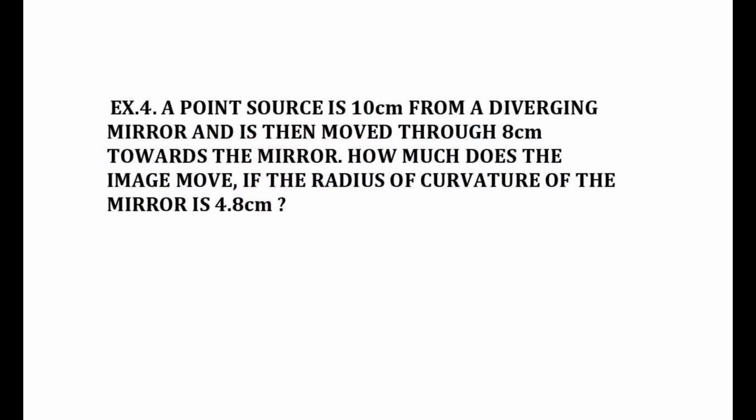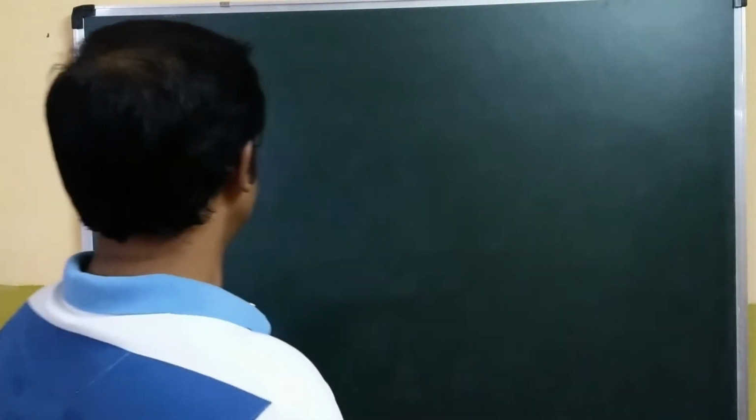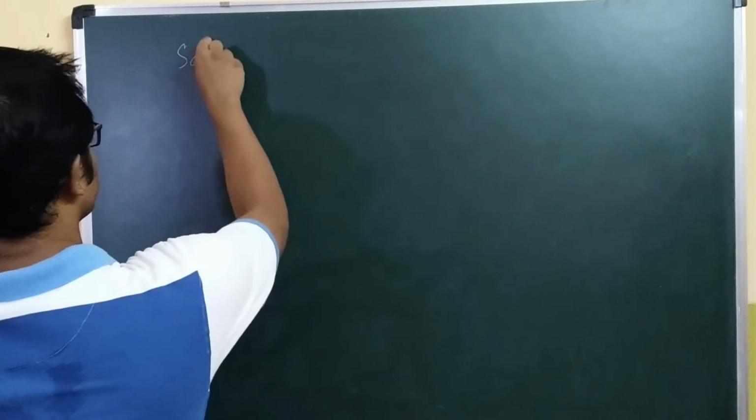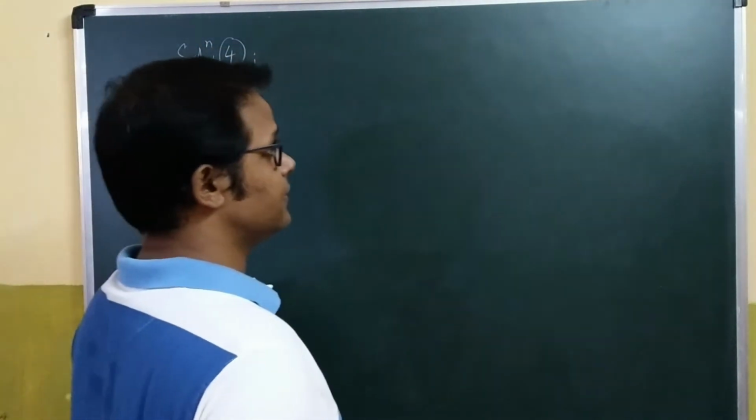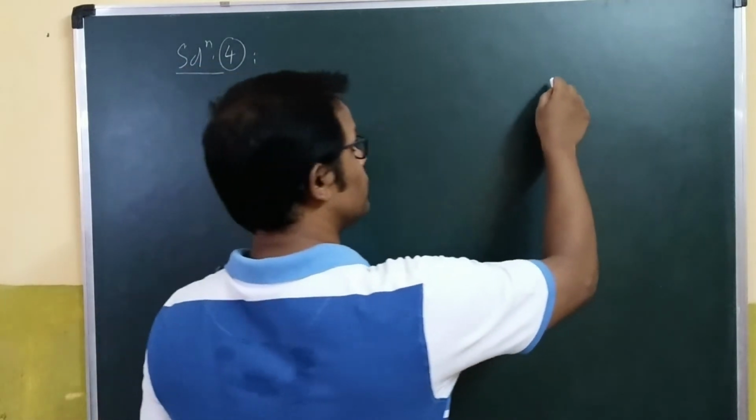The question number 4 reads, a point source is 10 centimeters from a diverging mirror, and is then moved through 8 centimeters towards the mirror. How much does the image move if the radius of curvature of the mirror is 4.8 centimeters? Let's solve it. So the solution to question number 4 will be something like this. You can even try by yourself. It's a very good question.